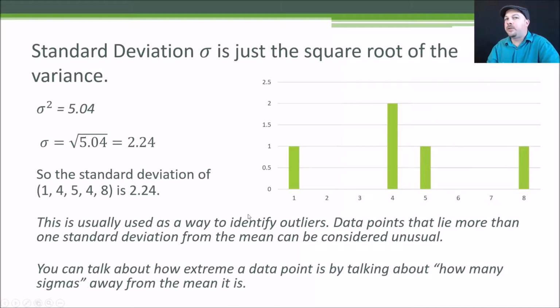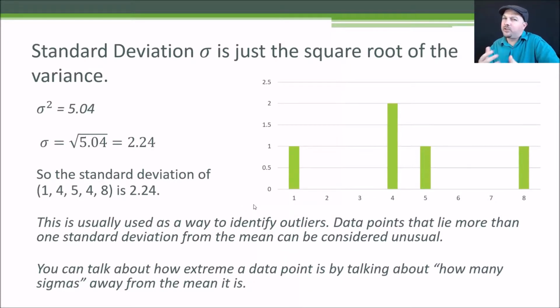Now, the standard deviation is usually used as a way to identify outliers in your data set. If I'm within one standard deviation of the mean of 4.4, that's considered to be a typical value in a normal distribution. But you can see in this example, the numbers 1 and 8 actually lie outside of that range. If I take 4.4 plus or minus 2.24, 1 and 8 both fall outside of that range of a standard deviation. So we can say mathematically that 1 and 8 are outliers. We don't have to guess and eyeball it.